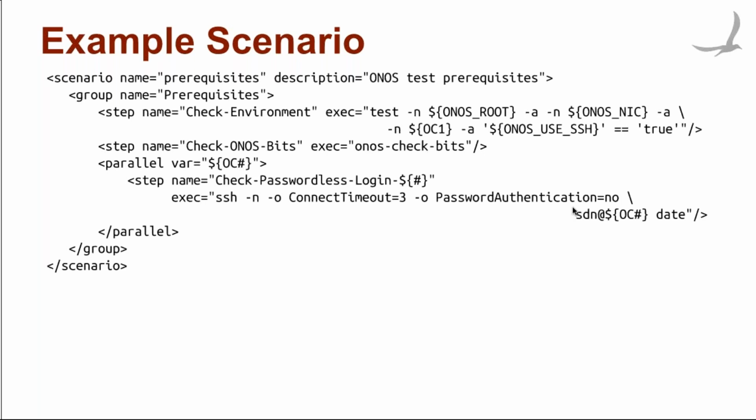Check ONOS bits. It's something that actually executes ONOS check bits. It's a script that we have, which does some probably more complicated logic that runs also without dependencies. And in parallel, we'll run all of these steps. There's only one step in this parallel group, which means make sure that passwordless login is possible against every OC. Yeah, exactly, against every node, right?